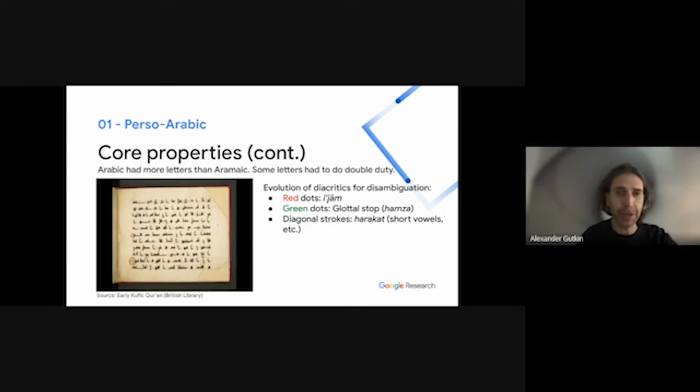And over the centuries, it evolved into a more sophisticated system that also indicated vocalization and other phonological processes such as gemination, using several mechanisms such as dots, known as ijam, as well as other mechanisms such as diagonal strokes, harakat for short vowels, glottal stop, hamza, etc.